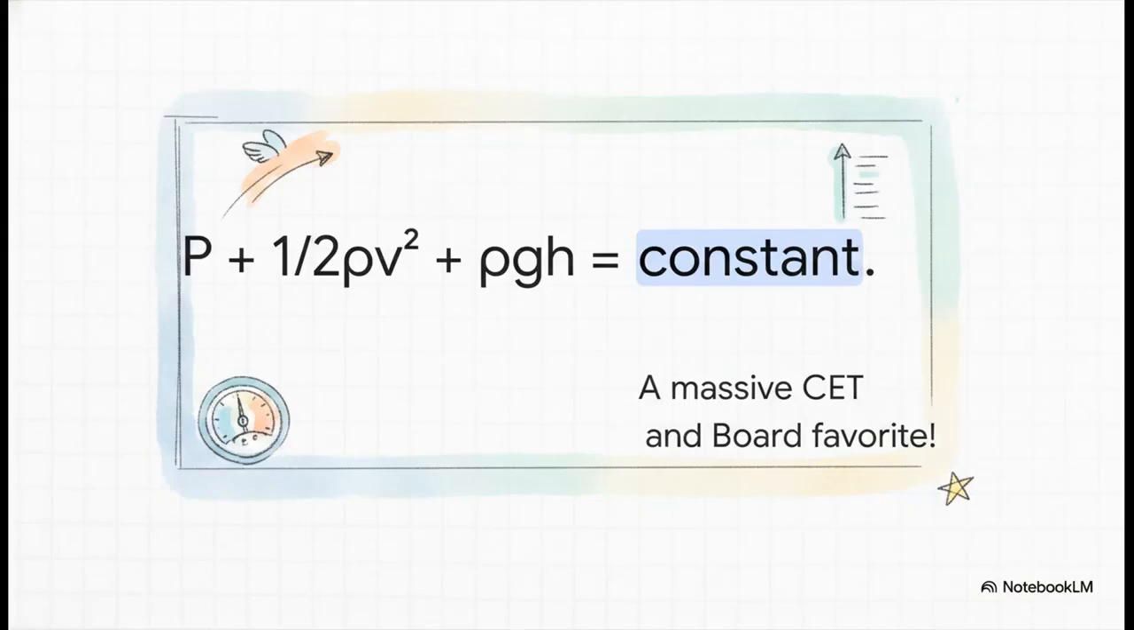And speaking of plugging them in, here is the equation you need. Burn this formula into your mind. Bernoulli's equation: P plus 1/2 rho v squared plus rho g h equals a constant. It beautifully states that pressure energy, kinetic energy, and potential energy per unit volume will always remain constant in an ideal streamlined flow. Seriously, guys, this one is a massive CET and board favorite.